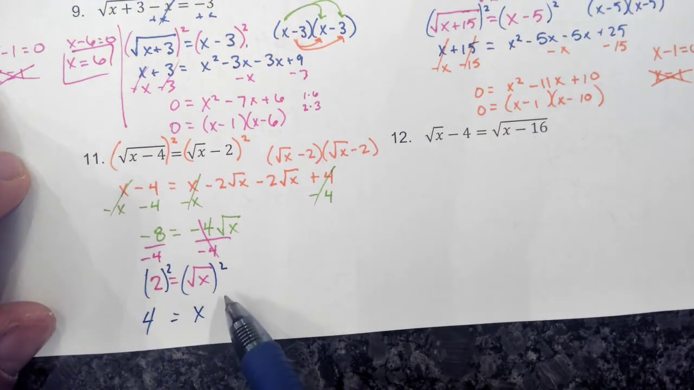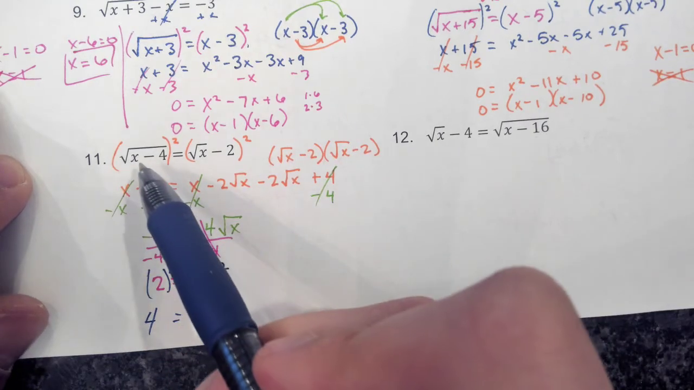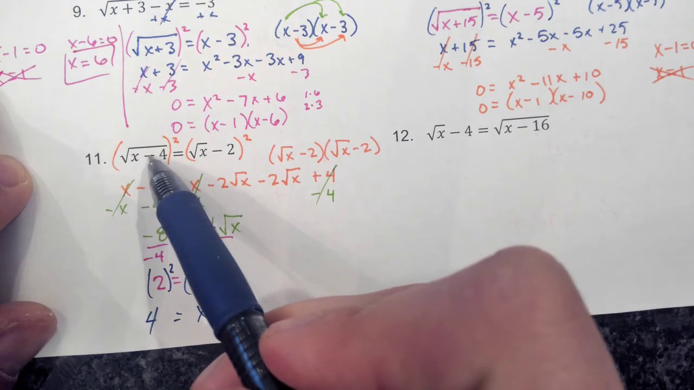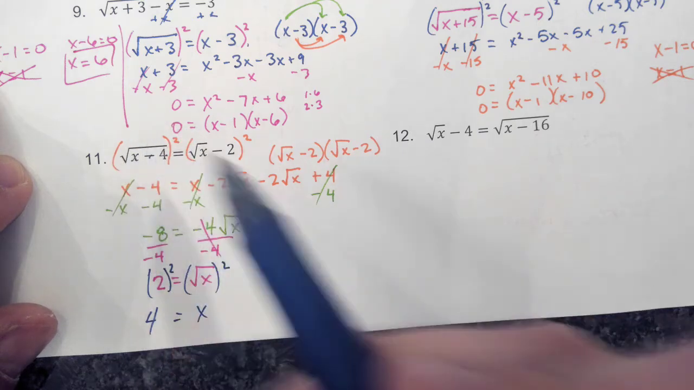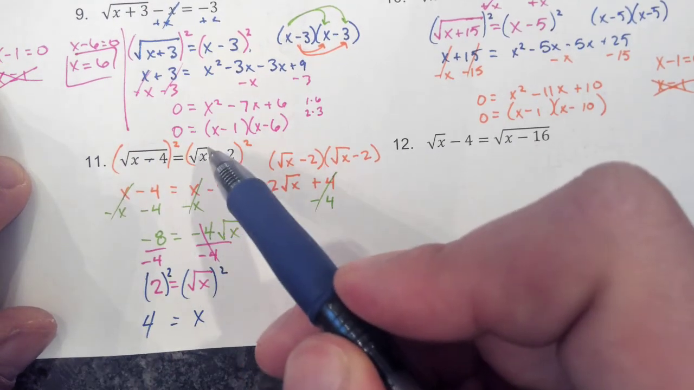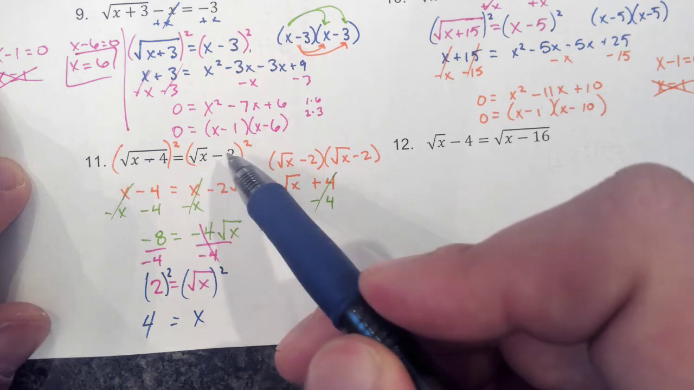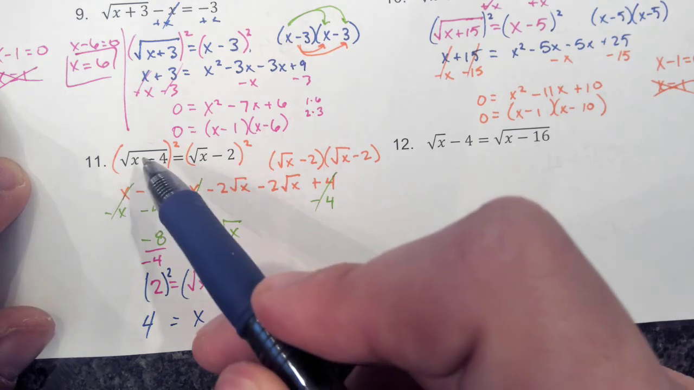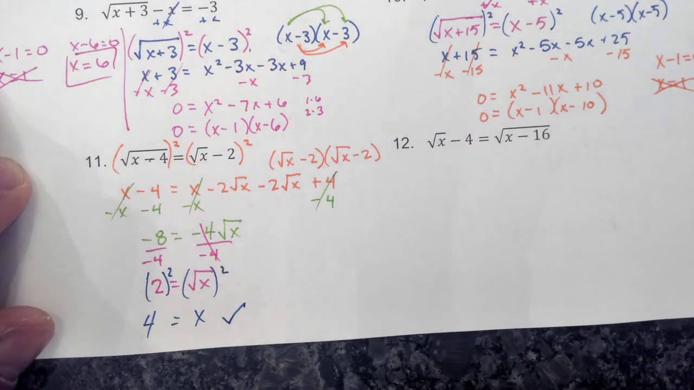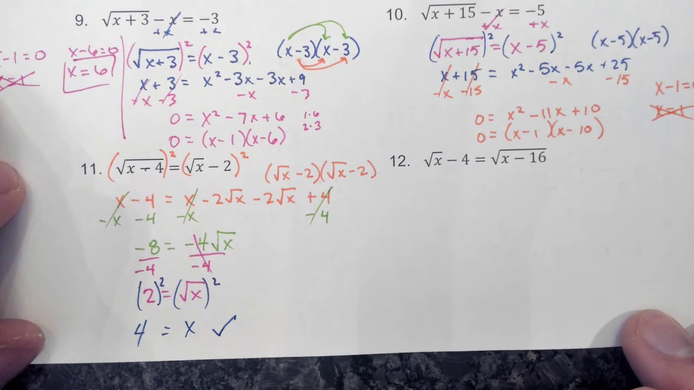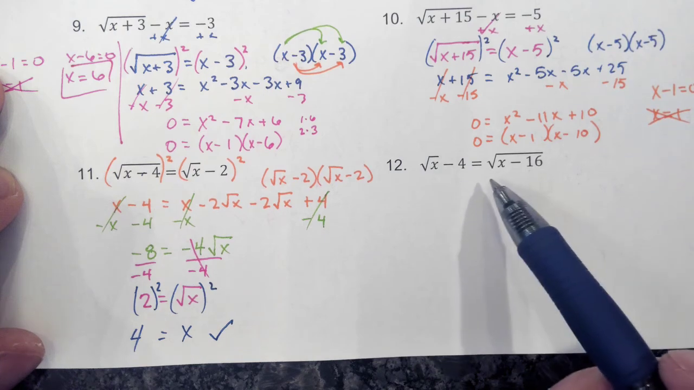So we got a solution. Let's see if it works. What is 4 minus 4? 0. What's the square root of 0? 0. Over here, the square root of 4 is 2. What's 2 minus 2? 0. So we have 0 equals 0. That is true. That works. X is 4. Might pause this and try it also.